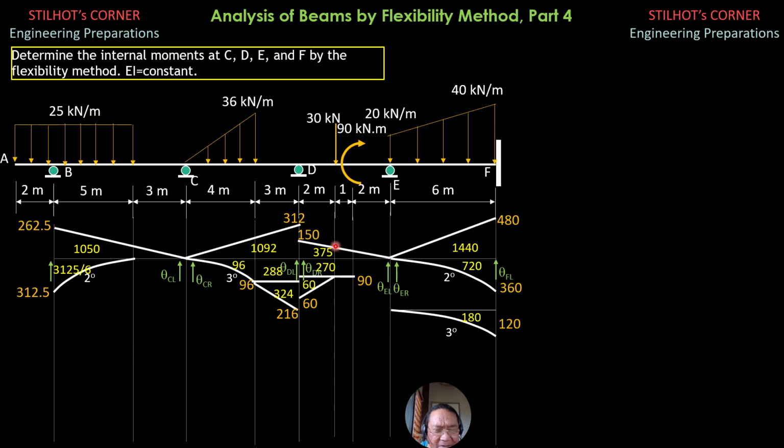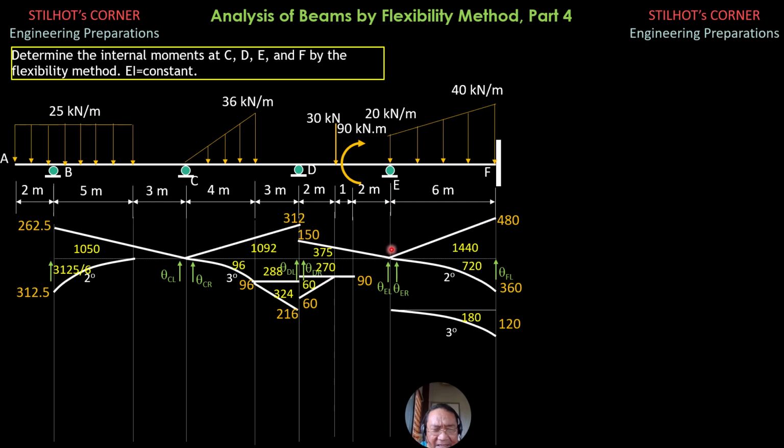That's why the moment due to the reaction is also 150. Likewise here, 216 plus 96 is 312. So the moment due to reaction at C will also be 312. The area is 1092. These are the areas you have to check.